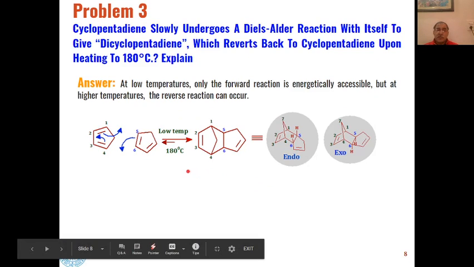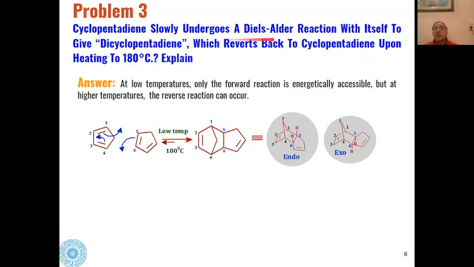We can take one more example. Cyclopentadiene, we know, slowly undergoes a Diels-Alder reaction with one more molecule of cyclopentadiene to give us dicyclopentadiene. And when the temperature becomes high, of the order of 180 or 200 degrees centigrade, this can again degrade to give us the reactant, and this is called the retro Diels-Alder reaction.